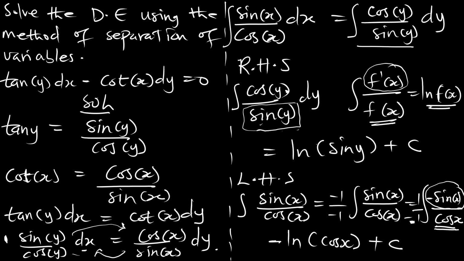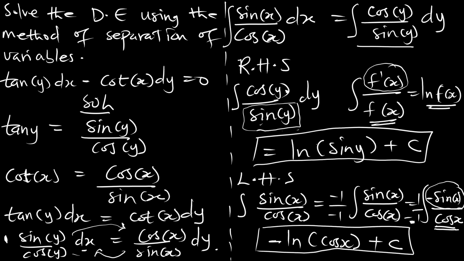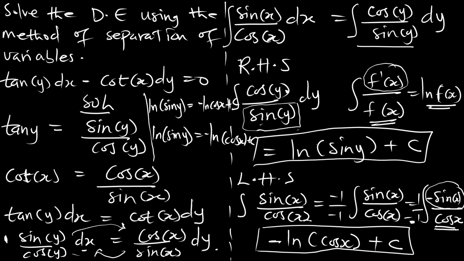So from one side I'm getting this, and from the other side I'm also getting this. The same way you can also use method of substitution to solve for this. So in general, the final answer is going to be ln of sine y should be equal to negative ln of cos x plus c. Very simple. Ln of sine y equal to negative the ln of cos x plus c. This is our final answer.